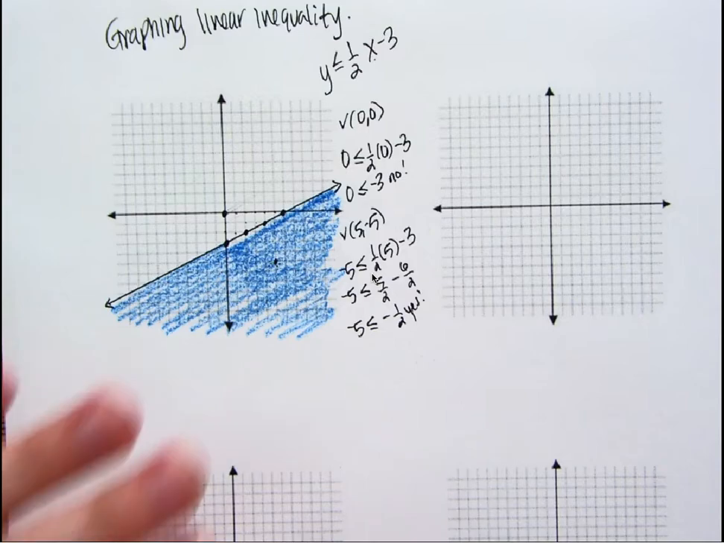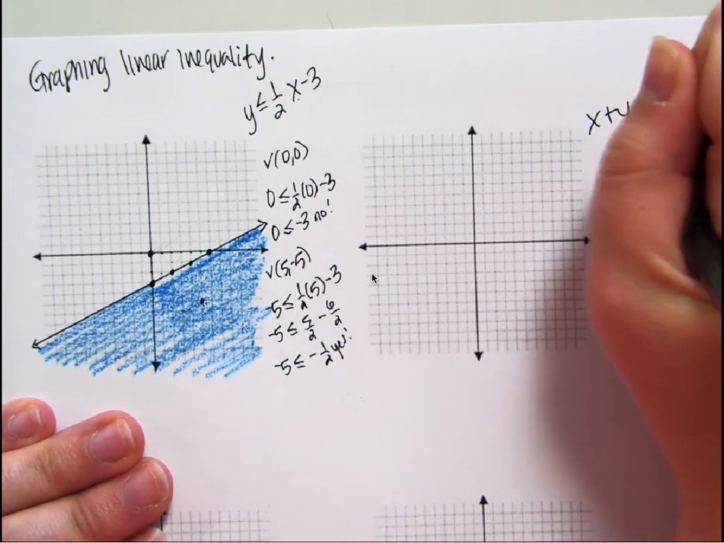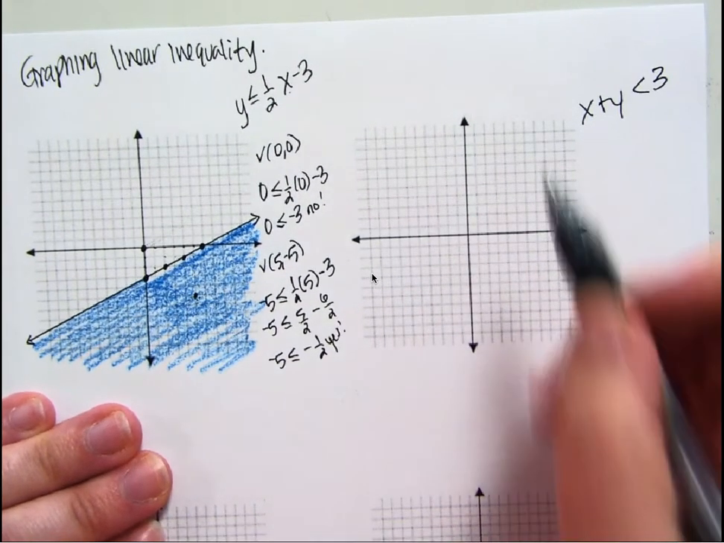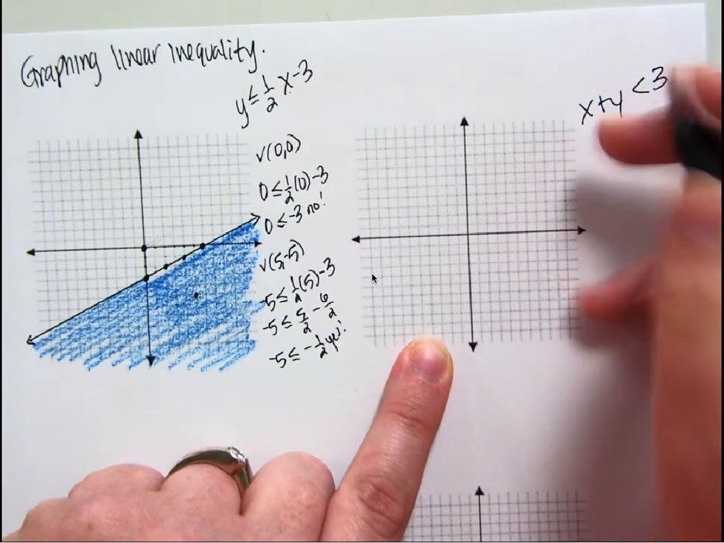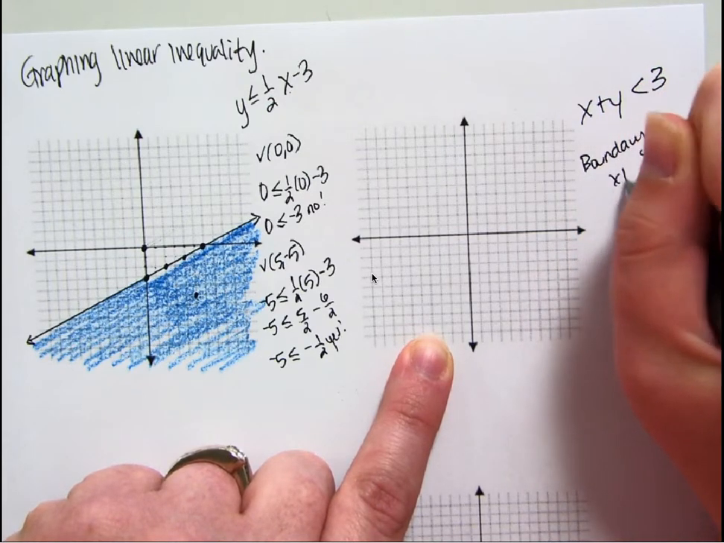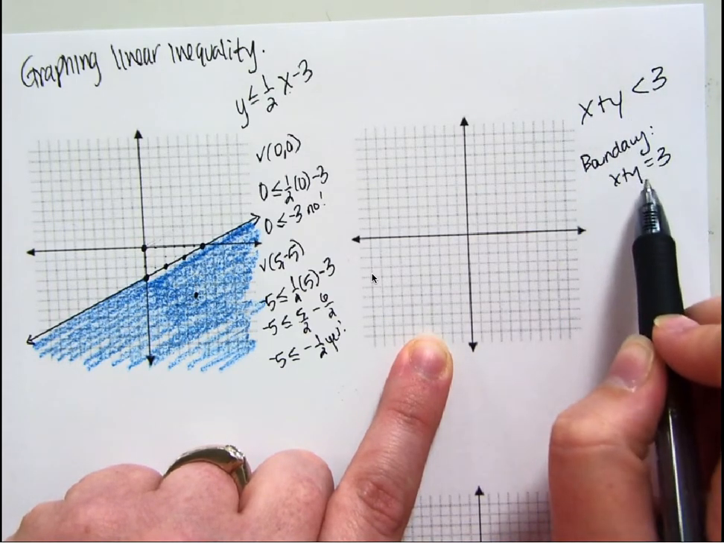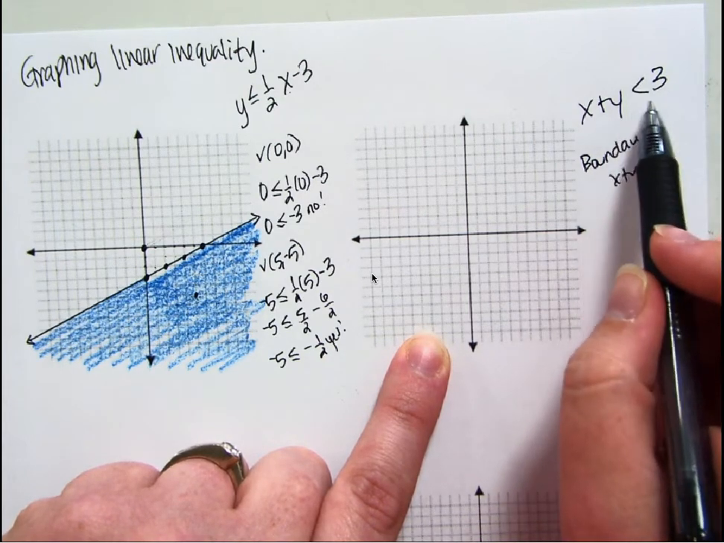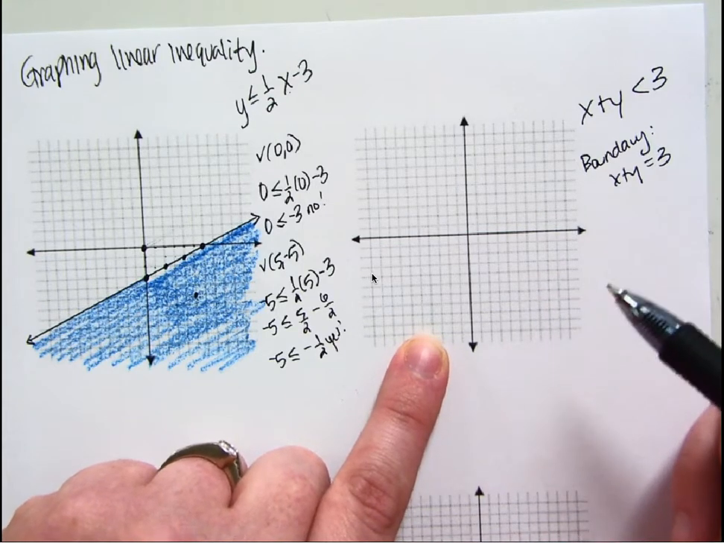Okay. Let's try another one. Let's try x plus y is less than 3. What we want to do is start with plotting the boundary line. And so that's essentially the line x plus y equals 3. So if you're considering this inequality as an equality, that's identifying the boundary. Because it's just a less than and not less than or equal to, the way that we show that is with a dashed or a dotted line.